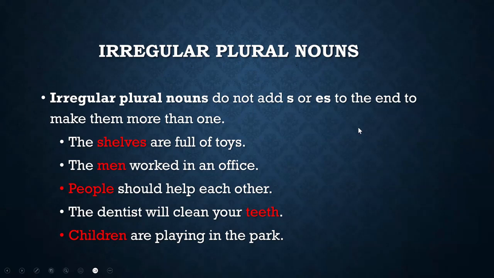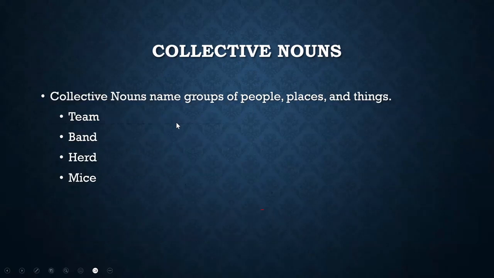They have weird endings. Collective nouns name groups of people, places, and things, such as team, band, herd, and mice. A group of players is a team. A group of people playing instruments is a band. A group of elephants is a herd, and more than one mouse is a bunch of mice.